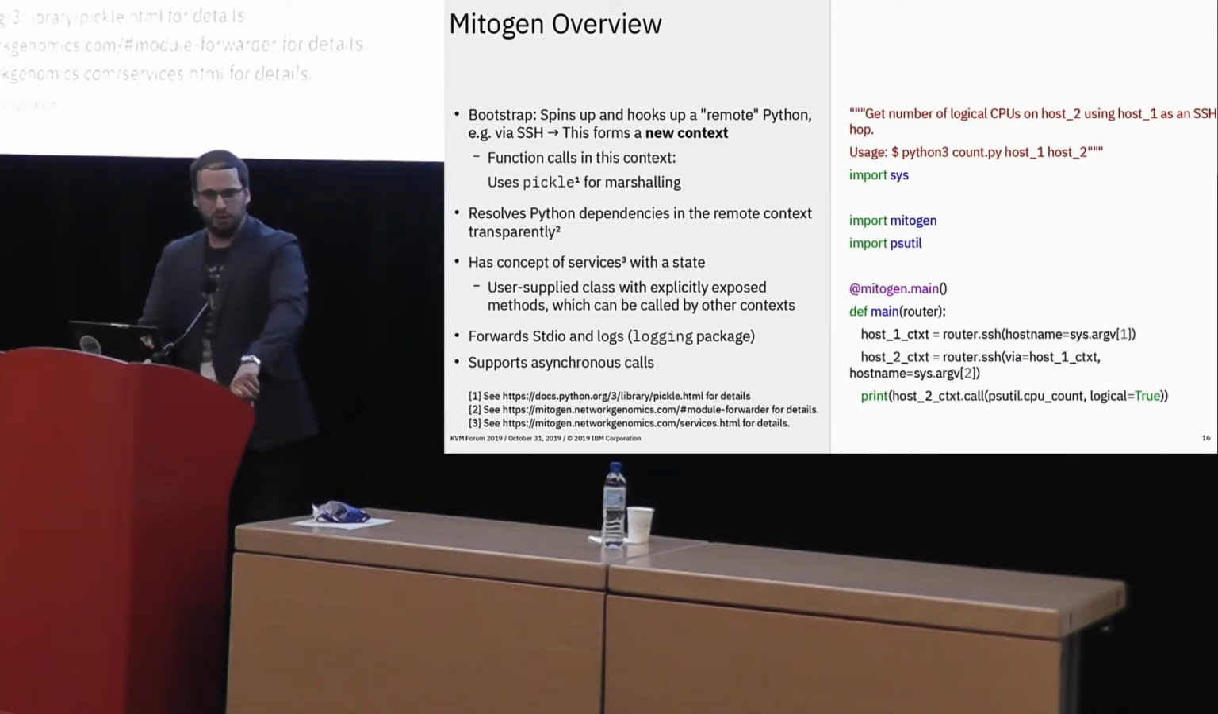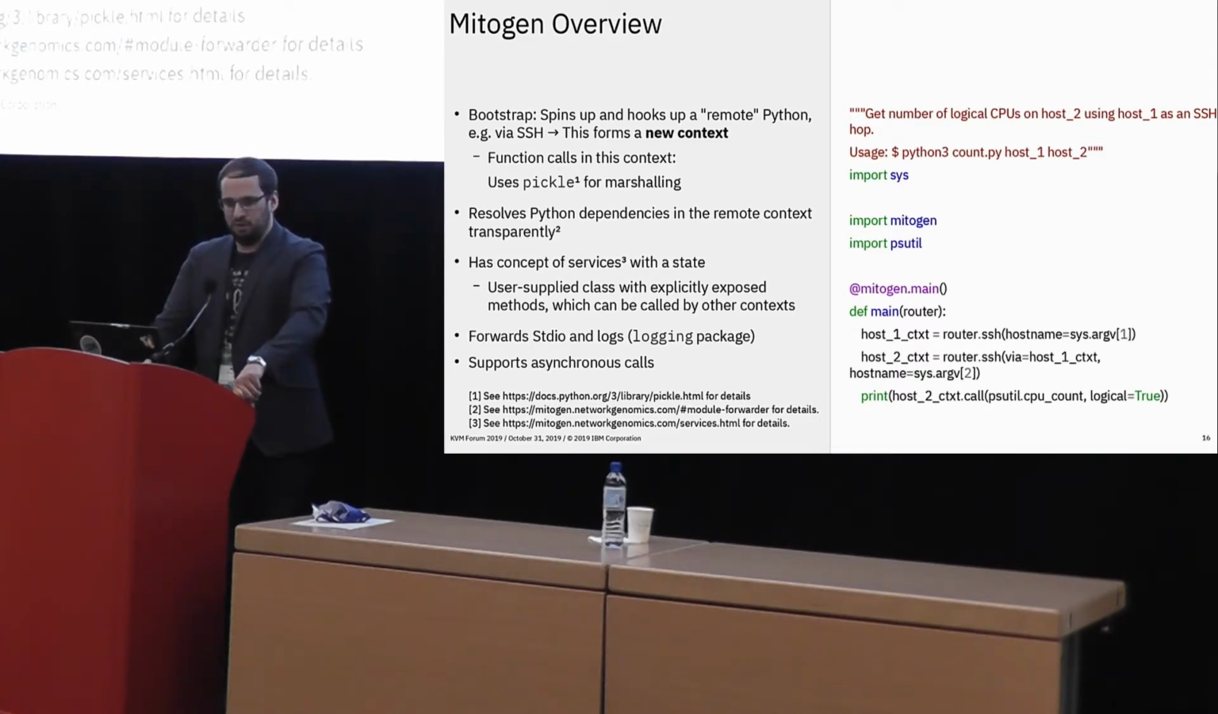How does it work? First, it spins up and hooks up a remote Python interpreter, for example, via SSH, and this forms a new context. Then you can call functions inside of this context, and for that it uses marshalling, and for that it uses the Python module pickle. What's really great here is it resolves Python dependencies in the remote context transparently. So for example, on the right side, you can see example usage of this library, and it established here a host 1 context to the first host. Then it established a host 2 context by using the host 1 context as an SSH hop transparently.